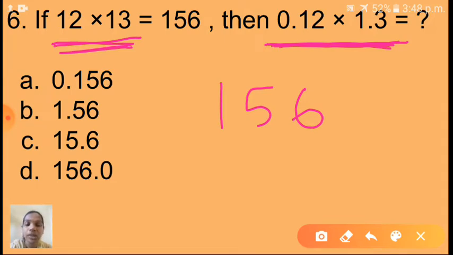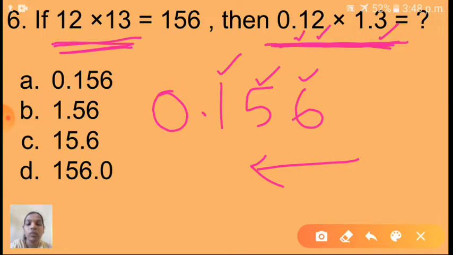Where? See here, how many digits are there after the decimal point? Can you count? Yes, 1, 2, 3. So after the decimal point, how many digits will come? 3 digits. As I told you, count from this direction, that means from right towards the left side. So 1, 2, 3. Here you have to put a decimal point. Before the decimal point you have to write 0. So your answer is 0.156. See here, which option is correct? Very good. Here option is correct. Understood now? Shall I go to next?